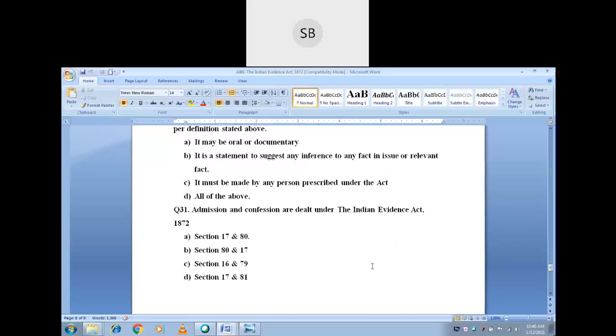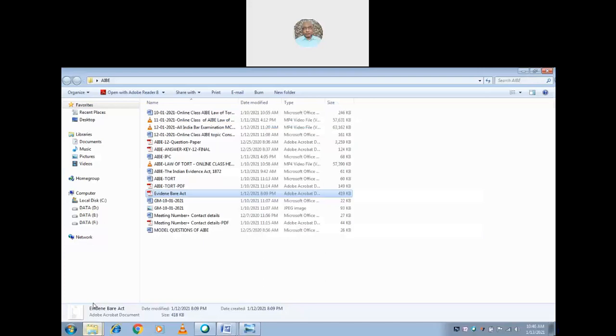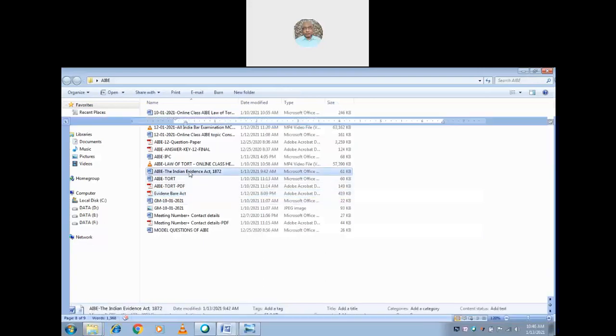Please check, sir. Admissions are 17 to 23, sir. Yes, admissions are 24 to 30, sir. No, they say 80. Confession. Anyway, check whether I am right or wrong, because when I typed it, let me check whether it is true or not.